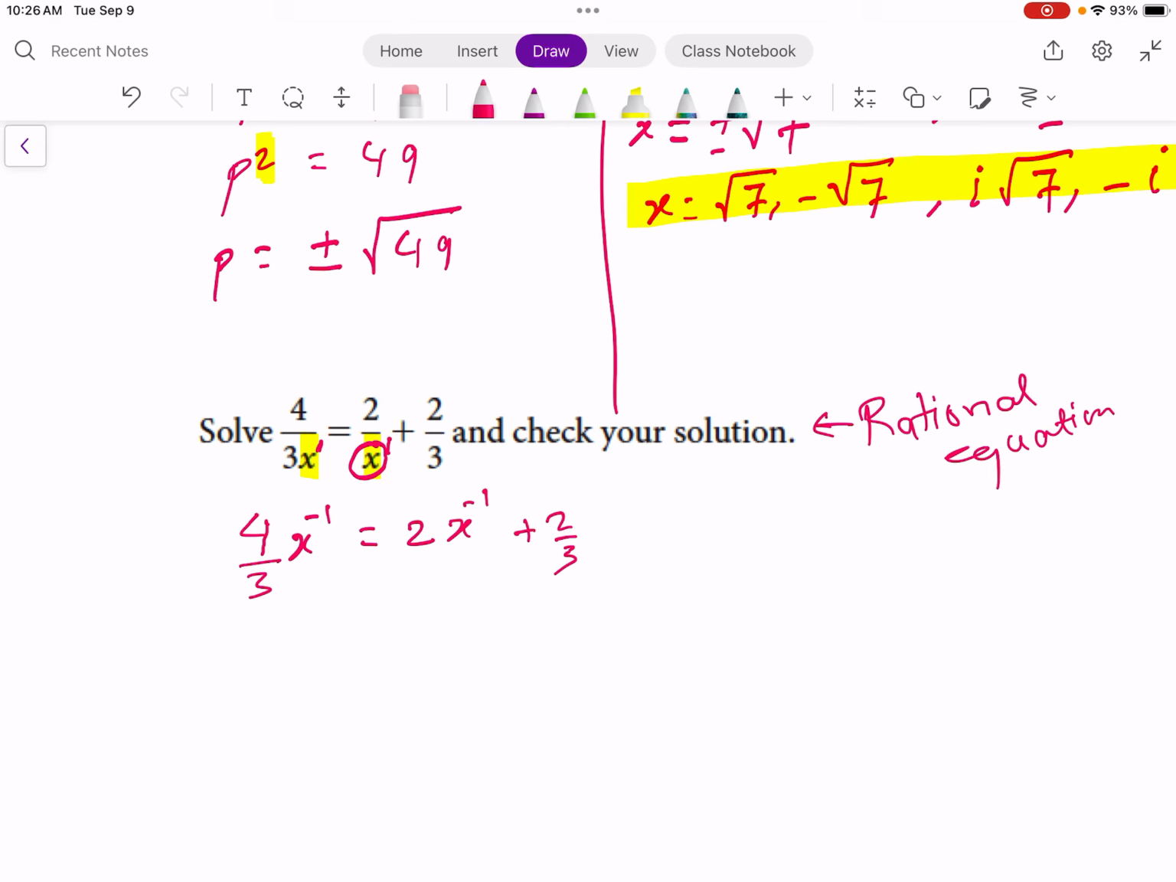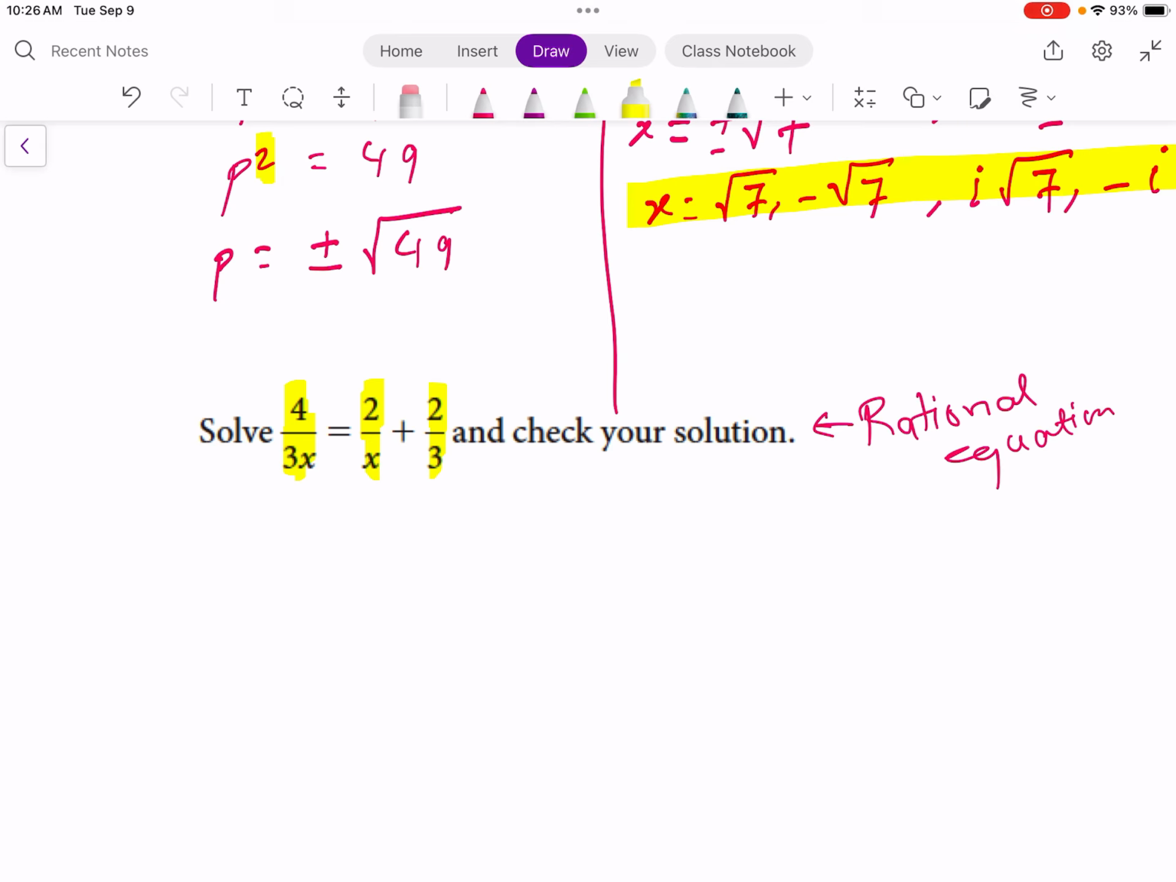So the easiest way to identify here is that if you have a variable and it's in the denominator, it's a rational equation. Or this is a fraction, right? We have three fractions. That's the easiest way. So we have three fractions: 4/3x, 2/x, 2/3. Now our target is solving here.